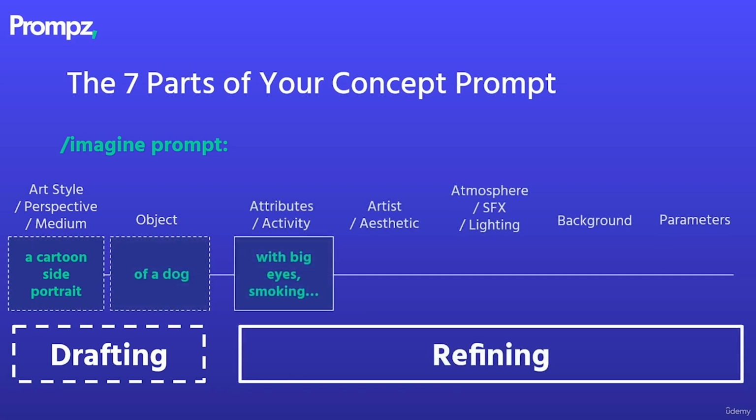By now, we have managed to tackle 3 parts of the 7-part concept template. This includes the medium and object from the drafting phase, and attributes from the refining phase. As a result, our concept prompt is beginning to take shape. However, we have 4 more elements to explore, which will further refine our prompt. But first, let's illustrate with an example.